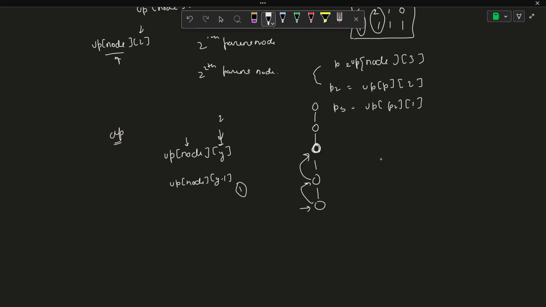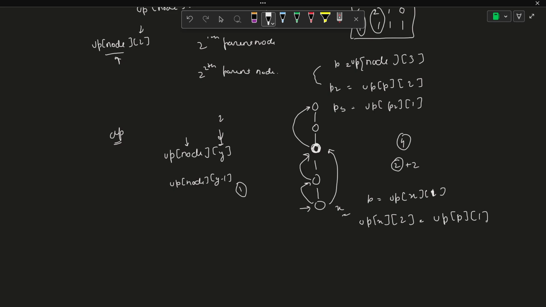This one. Now what I can do is, I can find the current node's second parent, and from there I can again find its second parent, right? So instead of writing directly 4, I just wrote it as 2 plus 2. As I've already calculated the second parent of every node, then I can easily calculate the value of 4, because let's say the current node is y. So I calculate p is equal to up of x of 2, then I can find up of x of 2, which basically means 2 raised power 1, and then up of x of 2 is equal to up of p of 1, right?